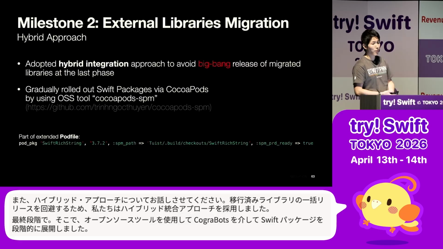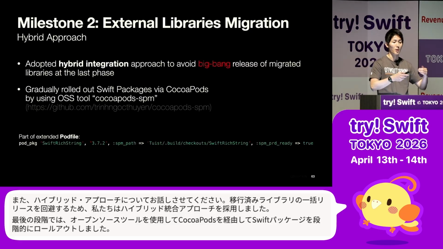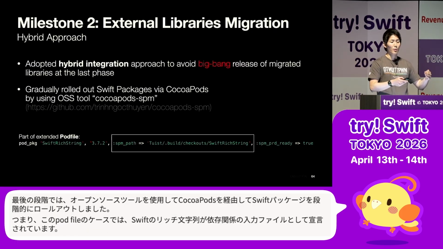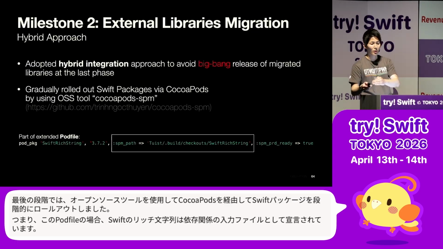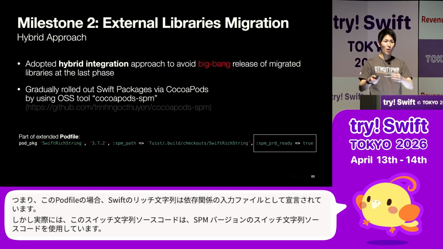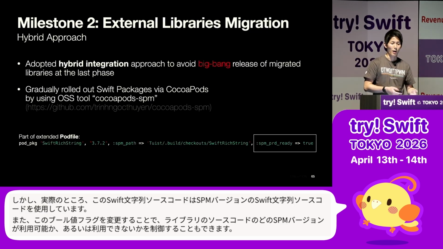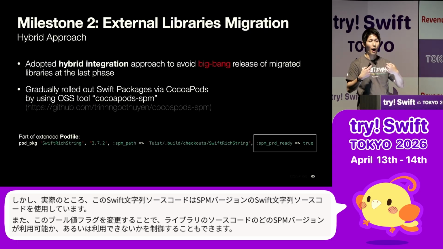So in this Podfile case, the SwiftRichString is declared as a dependency in the Podfile. But actually, this SwiftRichString source code is using the SPM version of the SwiftRichString source code. And we could also control which SPM version of the library source code is ready or not by changing this Boolean flag. So we could gradually roll out instead of rolling out everything at the last phase.